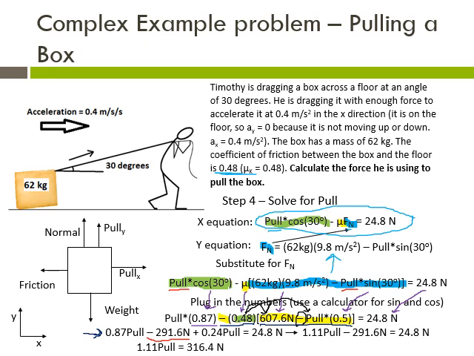When you do that, you get 316.4 newtons on the other side. So 24.8 plus 291.6 gives you 316.4. Now, to get pull by itself, you just divide by 1.11, right? So how do you undo a 1.11 times pull? You've got to divide by 1.11.